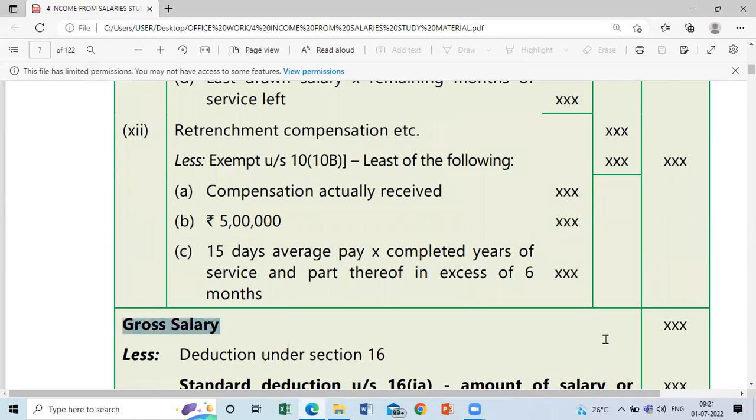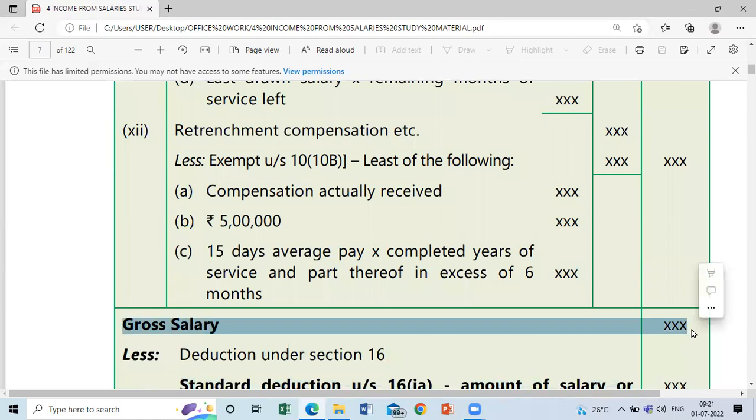After adding all these amounts in the outer column, not the inner column, we get something called as the gross salary. Gross salary will include basic salary, DA, any other allowances, bonus received, commission, fees, pension, gratuity, perquisites, all kind of allowances. We add all of them and we get the gross, my total salary, which includes cash as well as non-monetary benefit from the employer.